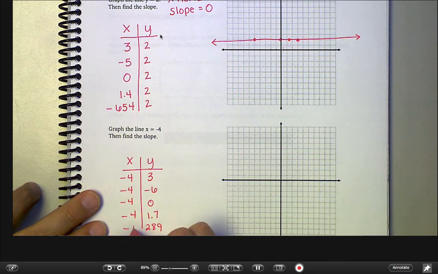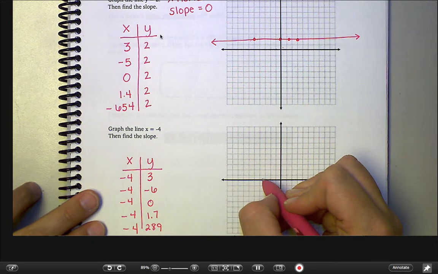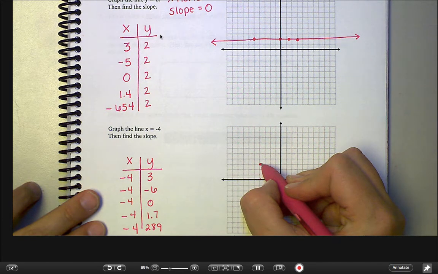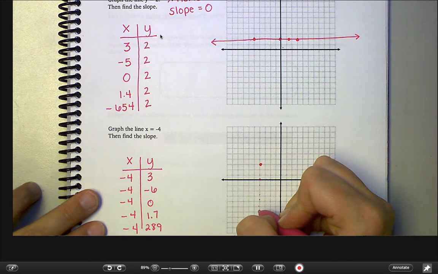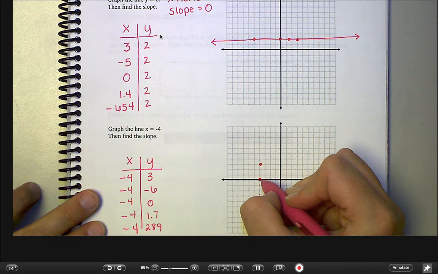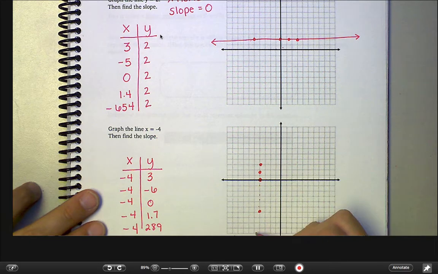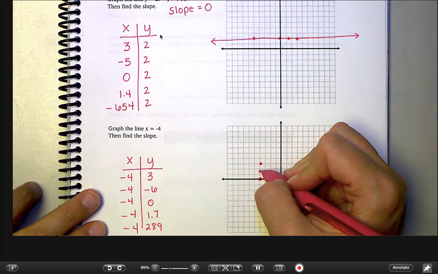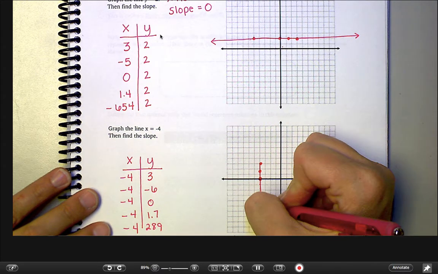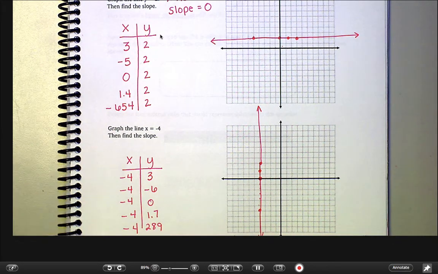So let's think about what that's going to look like on a graph. Let's see, negative 4, 3, negative 4, negative 6, negative 4, 0. Negative 4 comma 1.7, negative 4 comma 289 would be way up here, okay? But what you should see here is all of these points fall along a vertical line, okay?